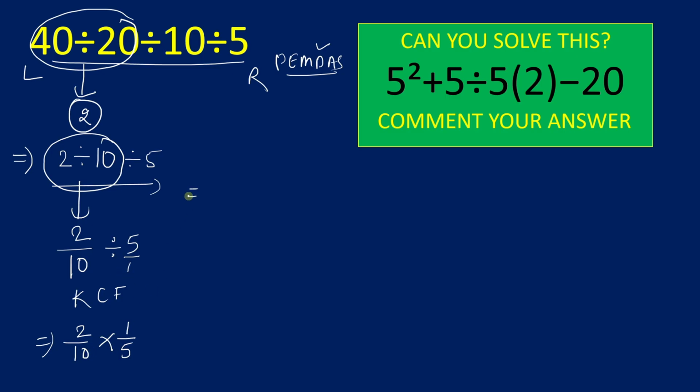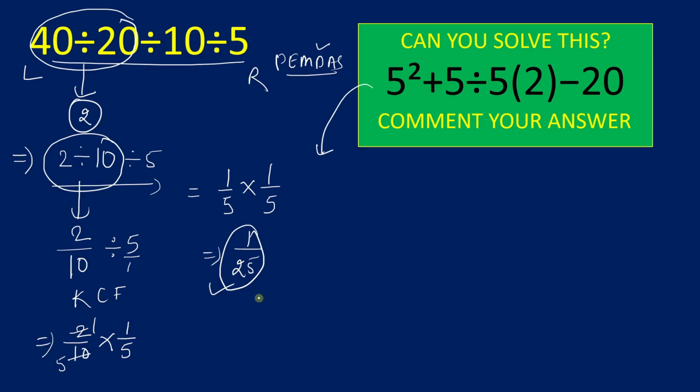So we simplify: 2 times 1 is 2, and 2 times 5 is 10, which is 1 by 5 times 1 by 5. So this is the value: 1 times 1 is 1, and 5 times 5 equals 25. So 1 by 25 is the right answer.